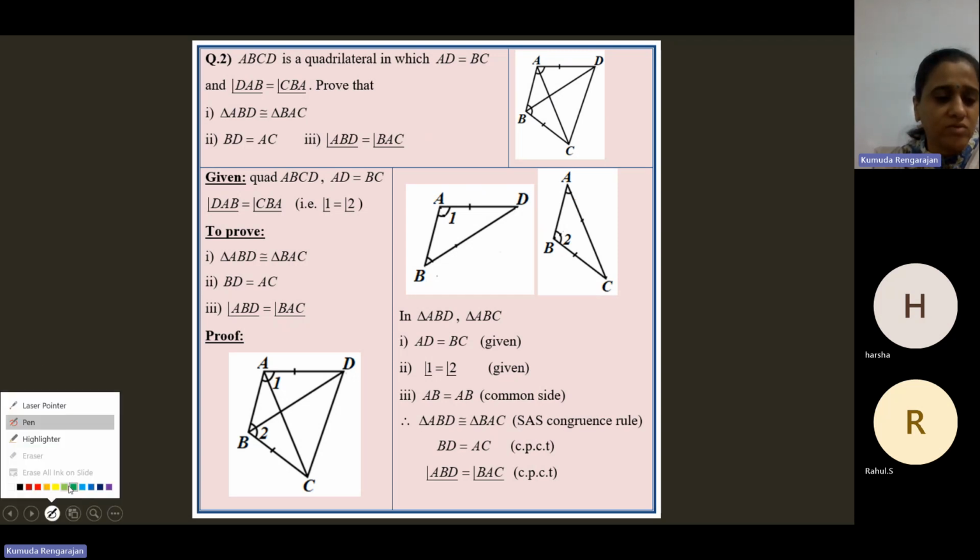Now here you already have the order. In the question you have this order. So BD is equal to AC, CPCT. Because the triangles are congruent, their corresponding sides will be equal. So BD is equal to AC, CPCT.